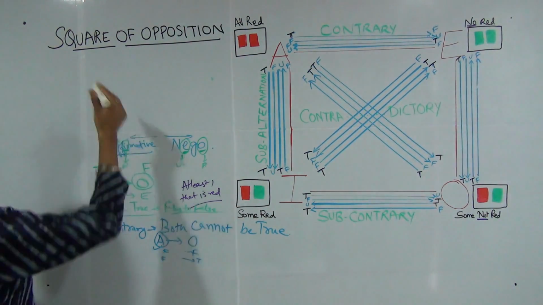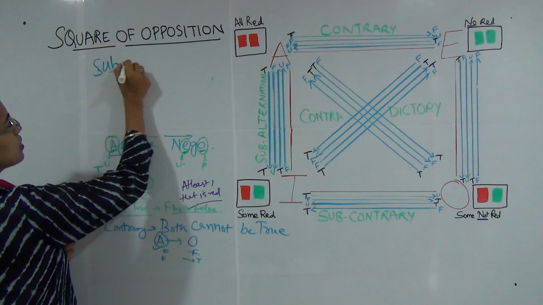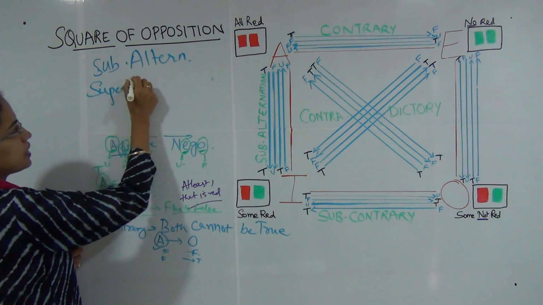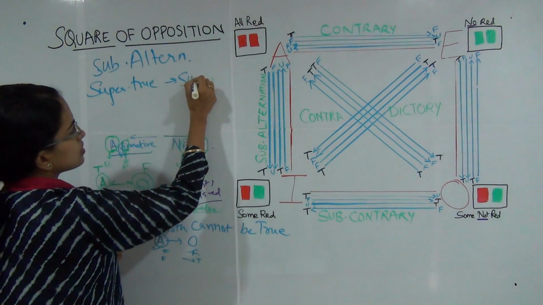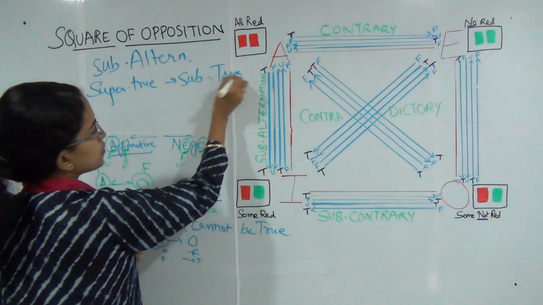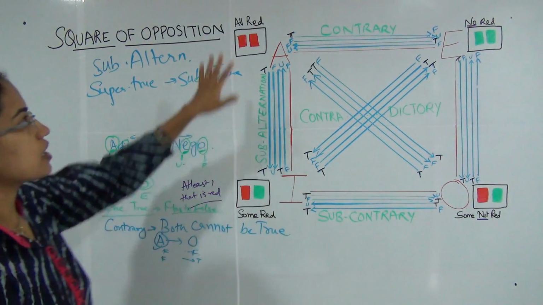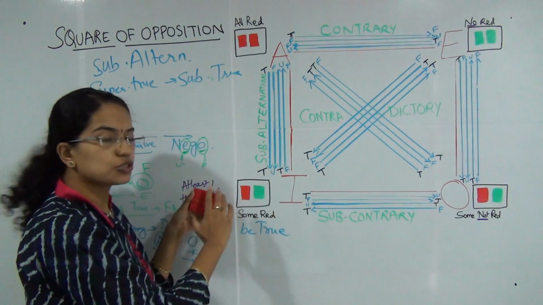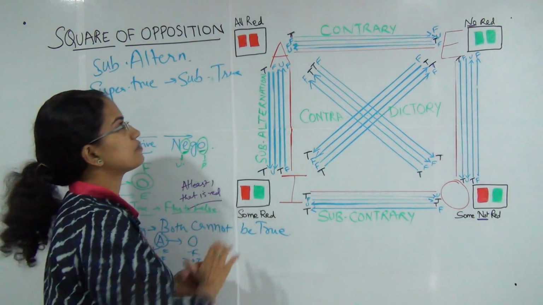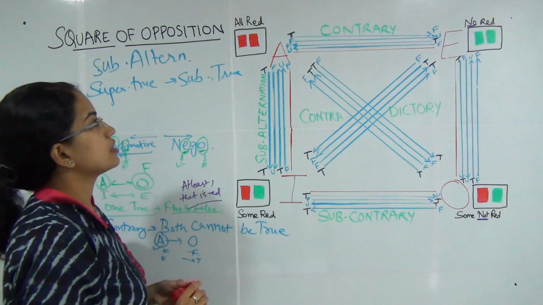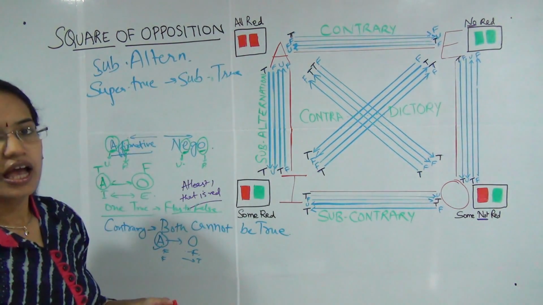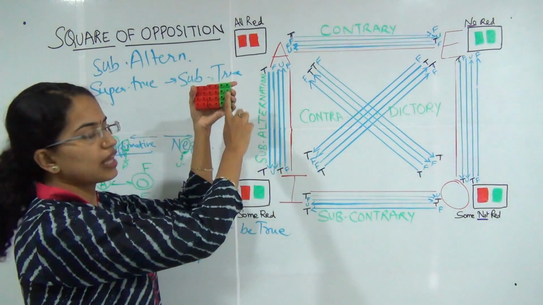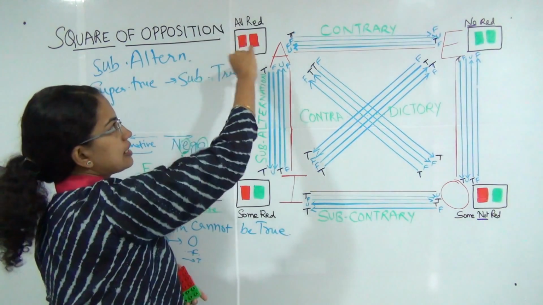So under the subaltern approach, if I am saying the super is true, that means sub has to be true in nature. If I am saying all the blocks are red in color, that means there should be at least some blocks which are red in color. So if this is true, this has to be true. Now let me make this statement false. All blocks are red is false, that means I have at least one block that is of a different color here.